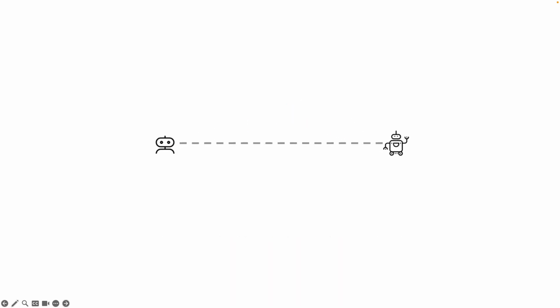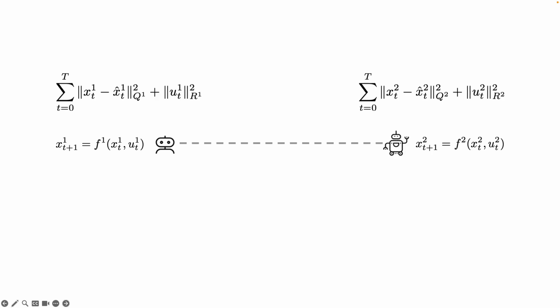Now let's formalize this problem as a multi-agent trajectory planning problem. Let both agents' states be denoted by x_i's and let u_i be their controls. Here f_i represent their dynamics. Let both agents' cost functions be of the quadratic form as I have shown here. Here x hat of i is the reference trajectory for agent i, and the matrix Q represents the weight on the reference trajectory deviation, and matrix R represents the weightage on control cost.